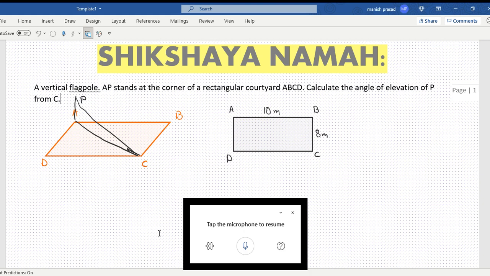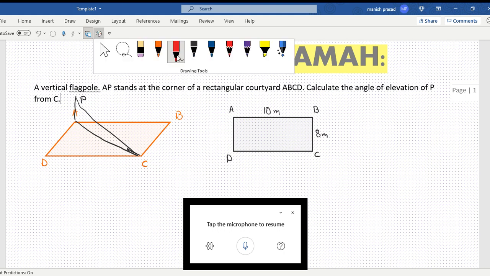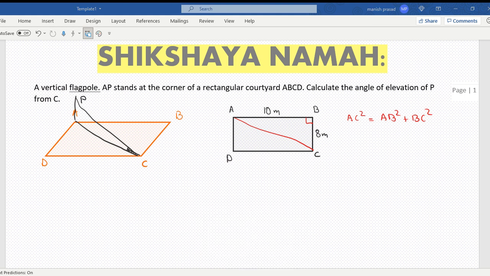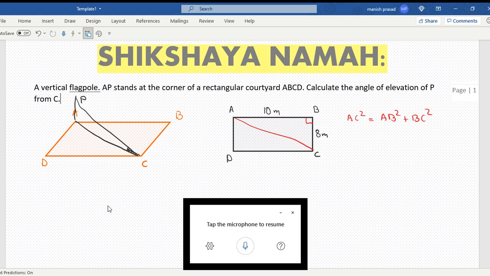The first thing that we need to look at is the rectangle ABCD. And what is the line that we need? We need the line AC. Now we know that in a rectangle, this is 90 degrees. So to find AC, we will use the Pythagoras theorem. AC square is equal to AB square plus BC square. So give me the answer for AC. What is the answer for AC? The answer for AC you got is 12.8.